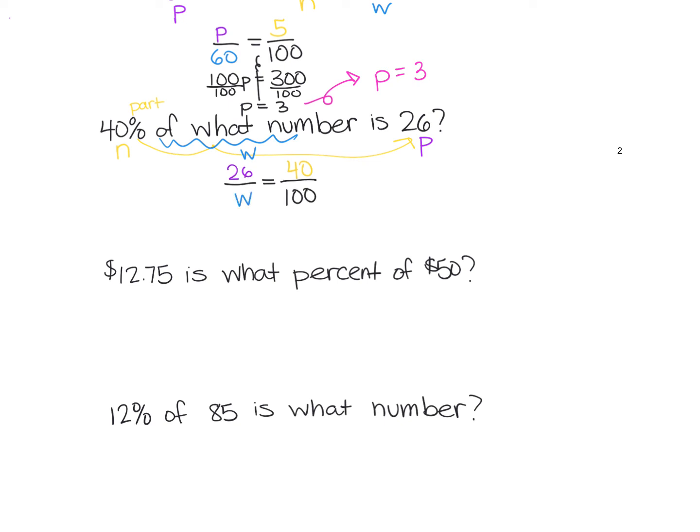From here, we're going to cross multiply. Again, I'm going to start with the cross that has the variable attached to it. So this is 40 times W, or 40W. On my other cross, I have 26 times 100, or 2600. And from here, I am going to divide both sides of this equation by 40 because 40 is the coefficient in front of my variable. Once we divide both sides by 40, we're going to get W is equal to 65. So that is going to be the answer right there.